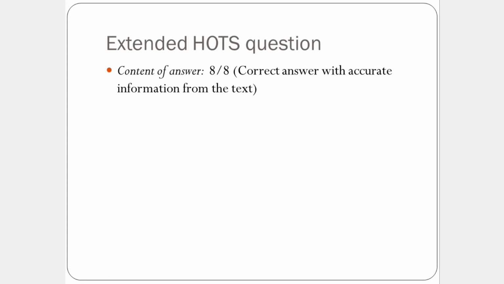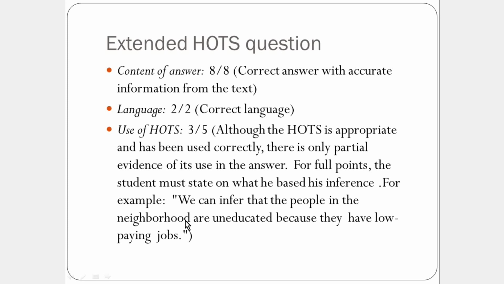Okay, we know that the neighborhood is poor. We know that they sit outside when it's hot. We know lots of things: that education seems to be important, but they don't have it. The language is correct, but now look at the HOTS. Although the HOTS is appropriate and has been used correctly, there is only partial evidence of its use.